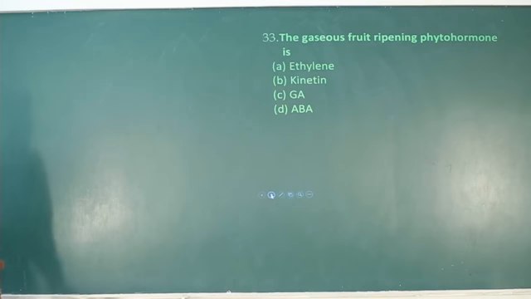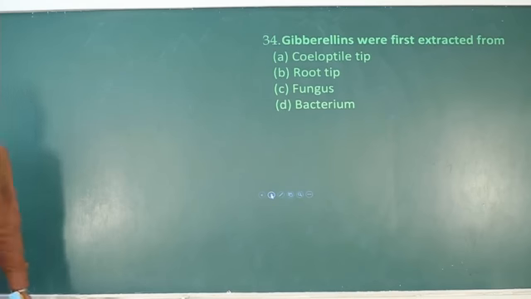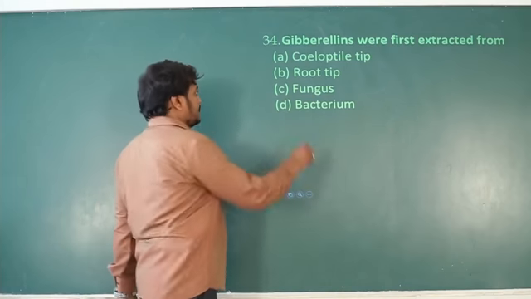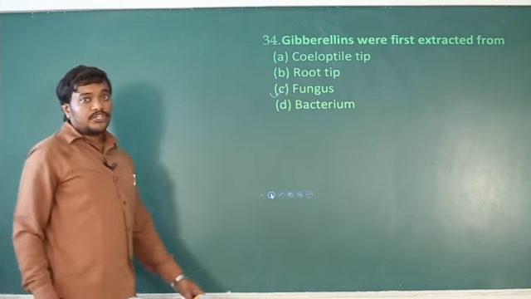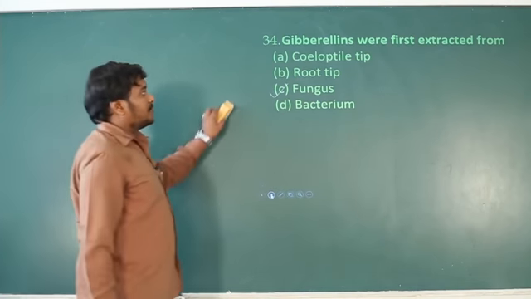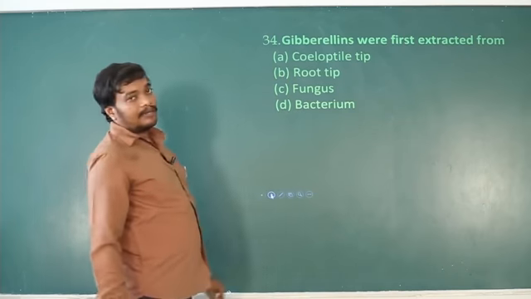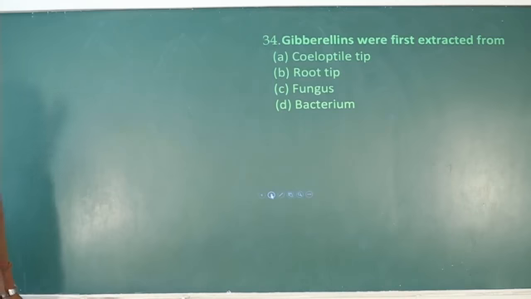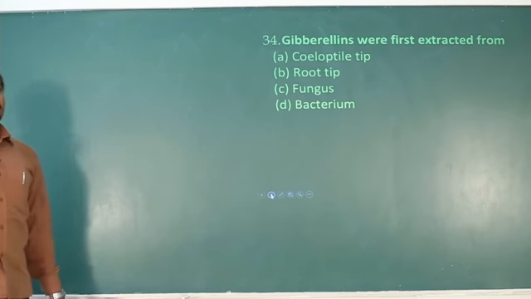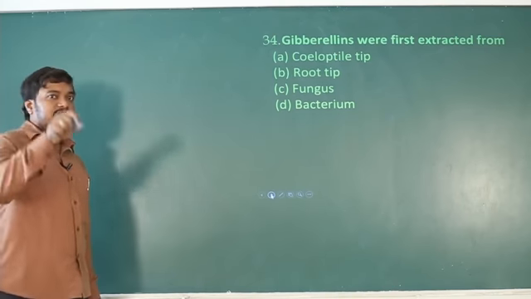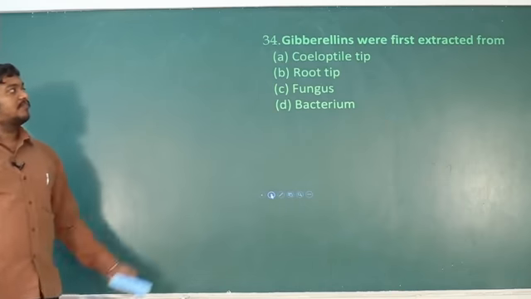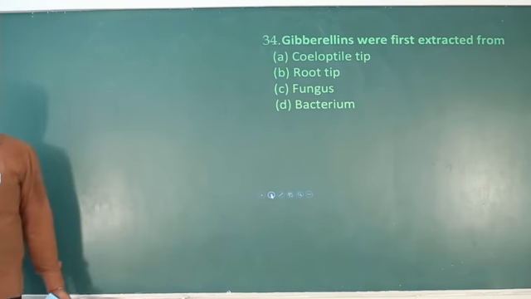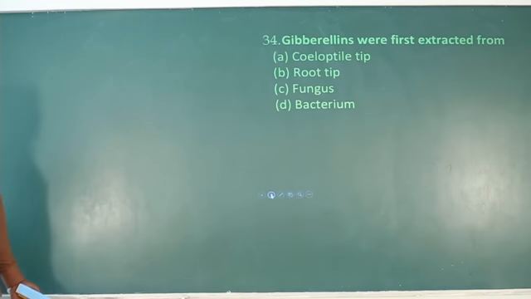Question 34. Gibberellins were first extracted from fungus, Gibberella fujikuroi, by Kurosawa. He observed the foolish seedling disease in rice plants. Based on that, he isolated a chemical from the fungus responsible for the disease. When he sprayed that chemical on healthy plants, they became tall. That proves that the fungus is responsible for producing that chemical, which was later found in all other plants as a plant growth regulator.